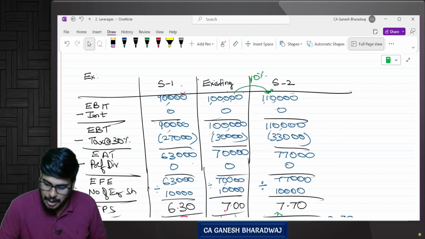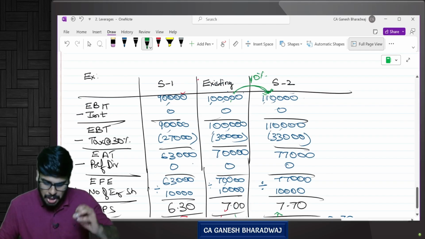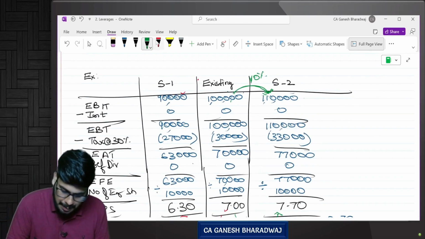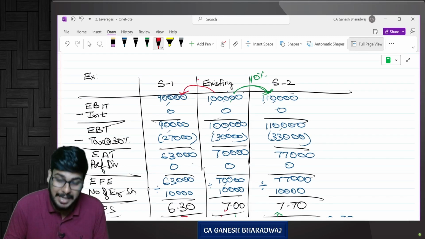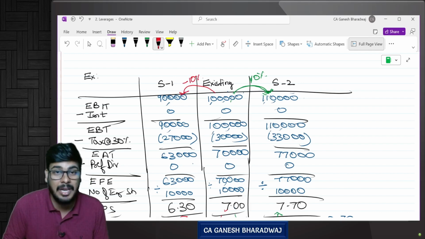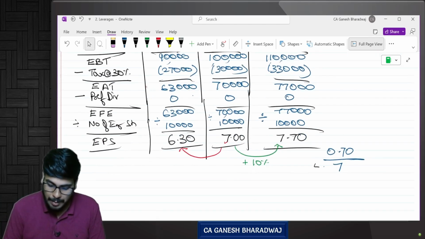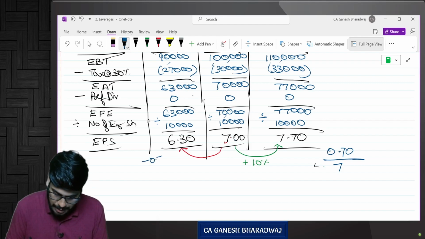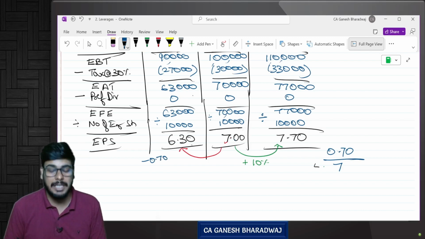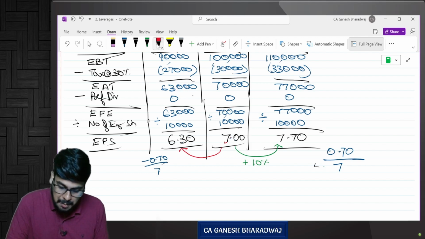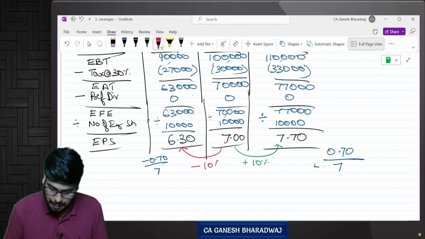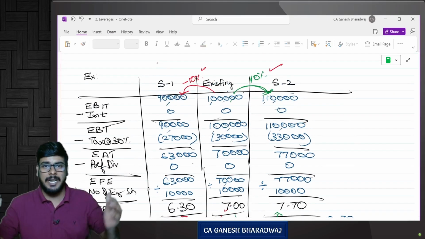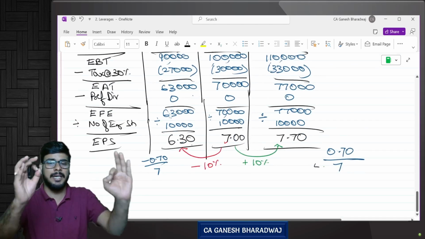So, here what happens? If I increase my EBIT by 10%, my EPS is also exactly changing by 10%. If I decrease my EBIT by 10%, from 1 lakh, it became 90,000. That is, it fell by 10%. From 7, EPS falls to 6.3, that is, it falls by minus 0.70. Correct? 7 minus 0.7 is 6.3. Minus 0.7 divided by 7 into 100 means my EPS falls by 10%. Or in other words, there is no magnifying effect.